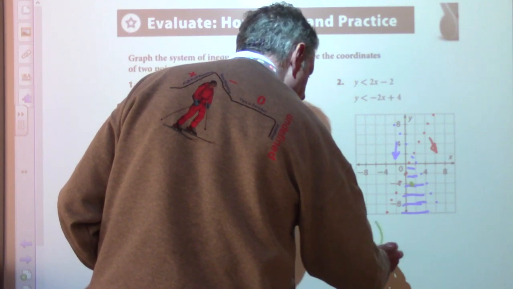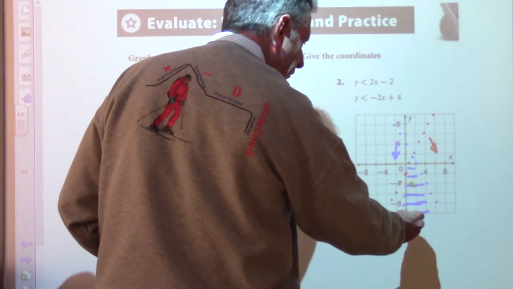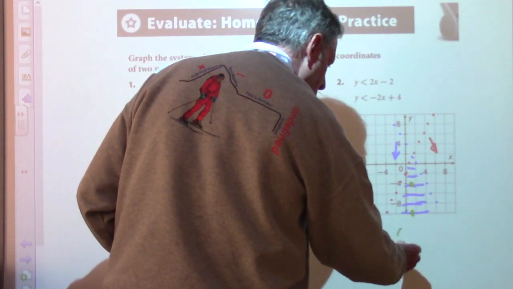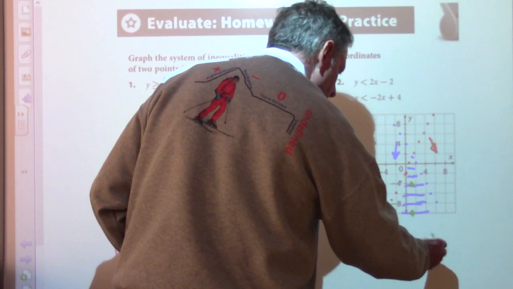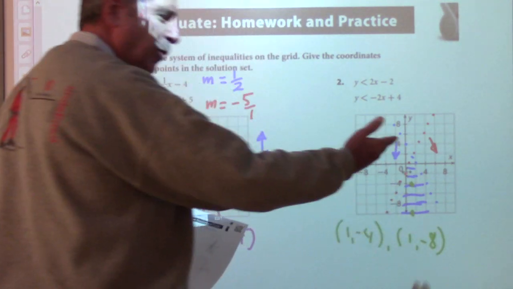What's another point in here? 1, -8. So 1, -8 down here. Okay? That's not too bad, is it?